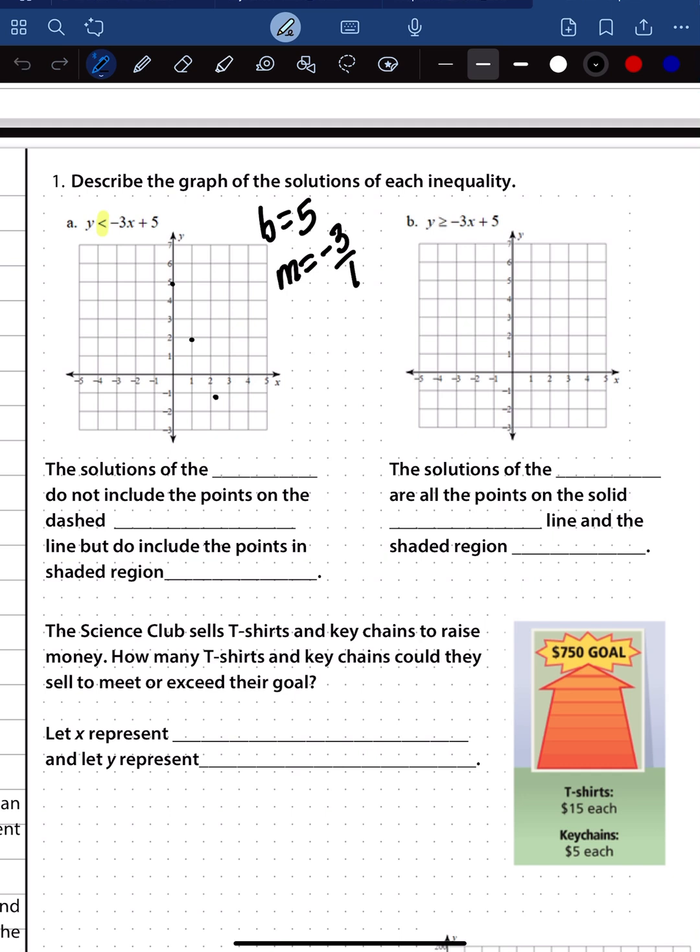Because it is a less than symbol, this is going to be a dashed line. And it is less than. So if we look at the y-intercept here, 5, we're thinking what values are less than that, and it's this entire region here. So that means this entire region would represent all the values that are less than -3x plus 5.